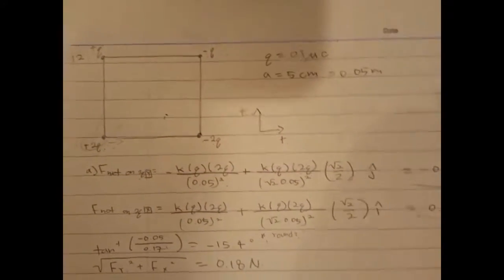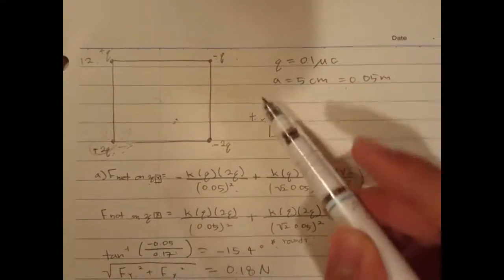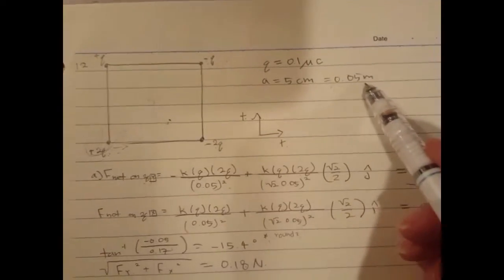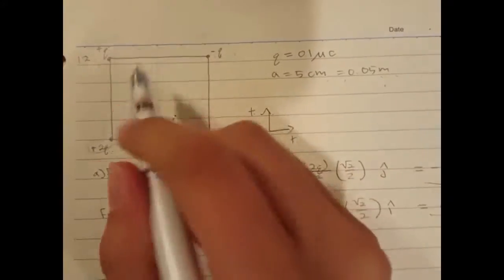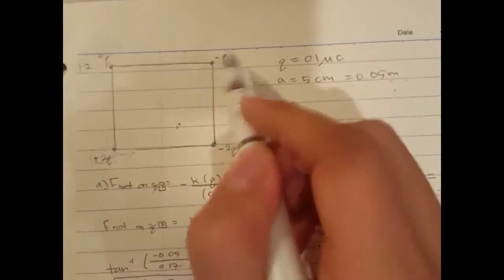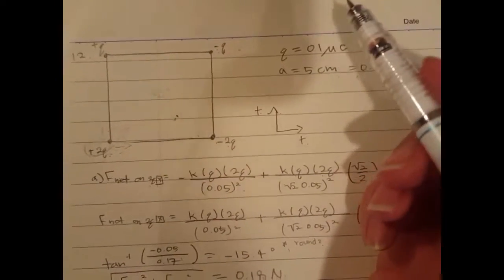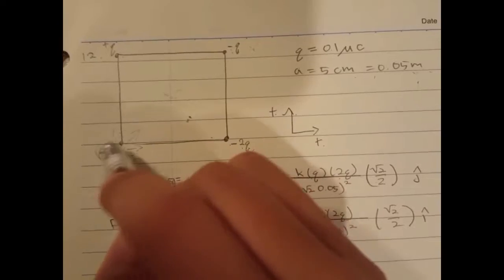For number 27, we are given that the charge is 0.3 microcoulombs and that the distance between the particles is 5 centimeters or 0.05 meters. First, we start out by drawing a diagram with such charges. And in part A, we are asked to find the net force on this charge.